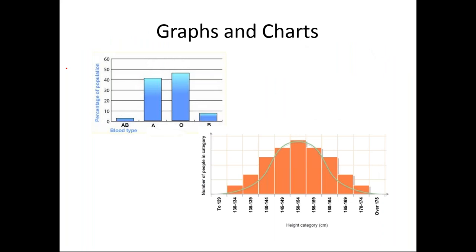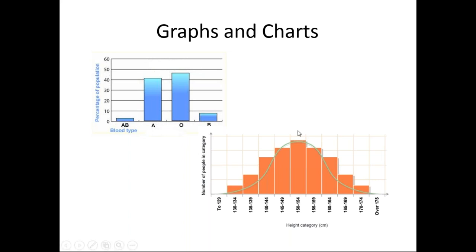Here also we have graphs and charts. Again, this is the blood type. Blood type is a discontinuous one. You have just four blood groups. That's why you do not get any curve here. But height category is a continuous one. That's why you get a curve here. I mean, you can easily see that from the curve. This is continuous, because you get different and different numbers. The population belongs to different categories.